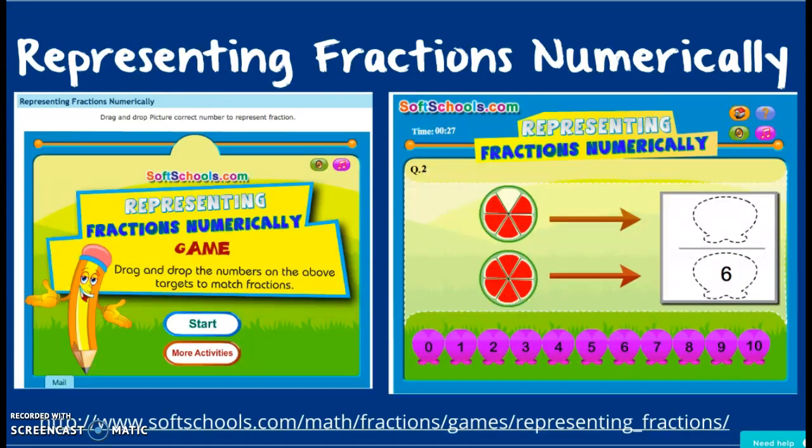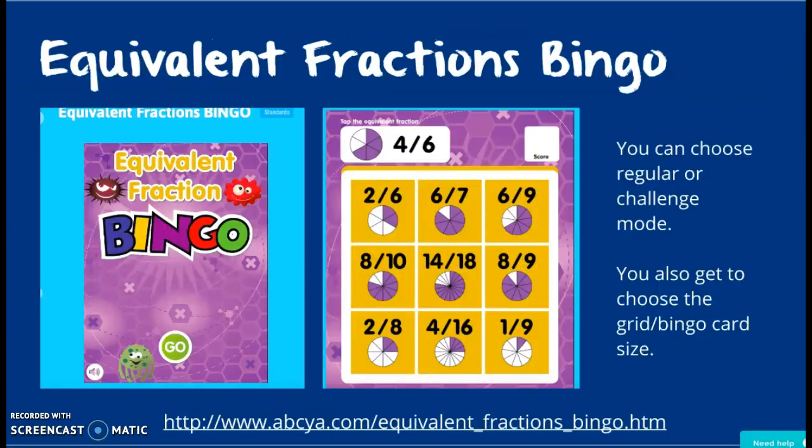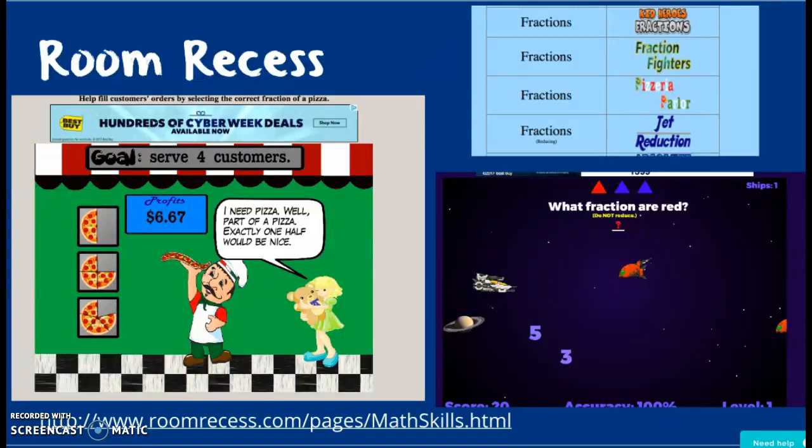Softschools.com has an activity to help students practice representing fractions numerically. ABCya has an equivalent fractions game, which is great for helping students compare which fractions are similar by comparing the image of the fractions. Room Recess has 4 different games where students can practice identifying and matching fractions to images.